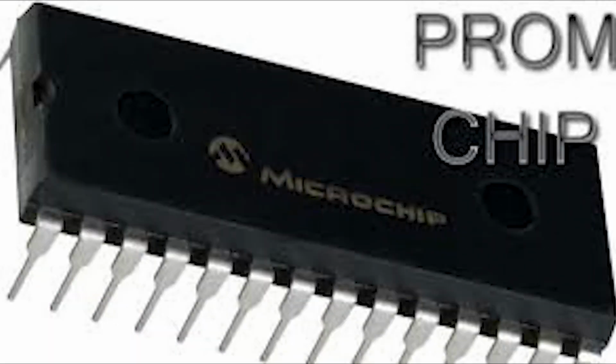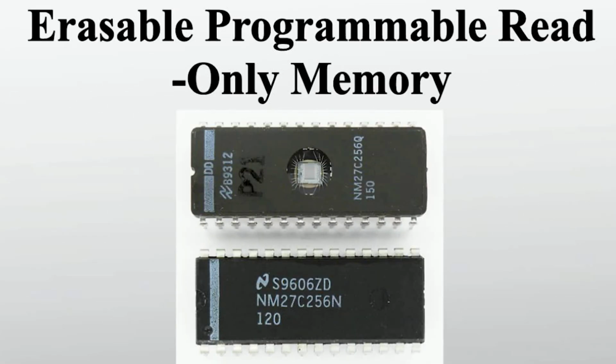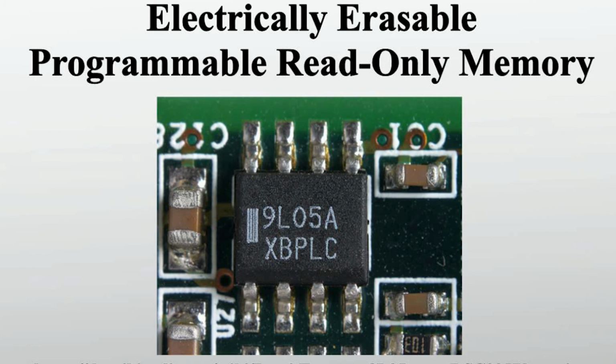First, let me explain what is programmable read-only memory. It is the type of ROM that can be programmed to record information. Once the information has been recorded, it cannot be changed. The next memory is erasable programmable read-only memory. It is a type of ROM in which data can be erased using ultraviolet light. The third one is electrically erasable programmable read-only memory. It is a type of ROM in which data can be erased using electrical signals.